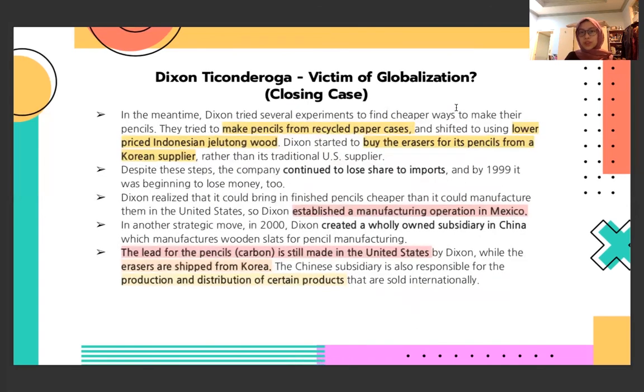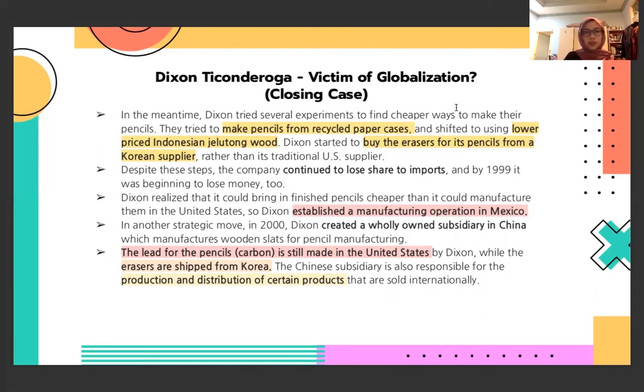In the meantime, Dixon tried several experiments to find cheaper ways to make their pencils. They tried making pencils from recycled paper cases and also shifted to using lower-priced Indonesian dilettong wood. Dixon also started to buy erasers for its pencils from a Korean supplier rather than its traditional US supplier. Despite these steps, the company continued to lose share to imports, and by 1999, it was beginning to lose money too.